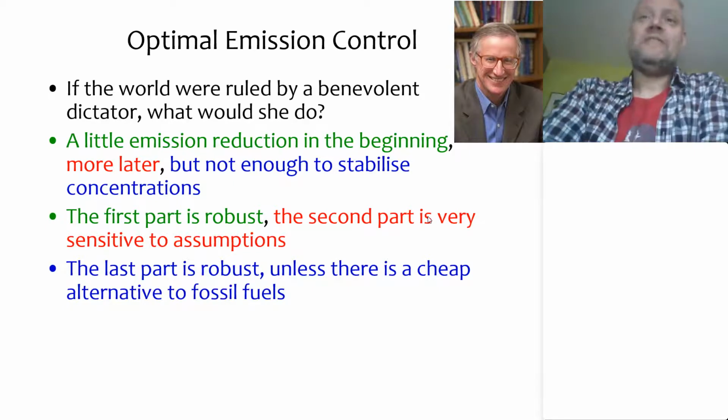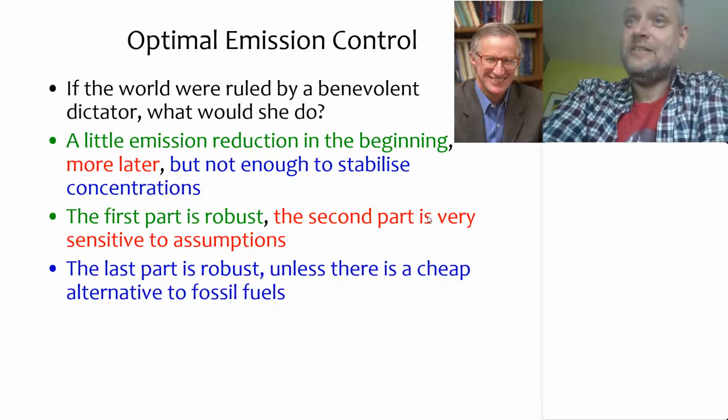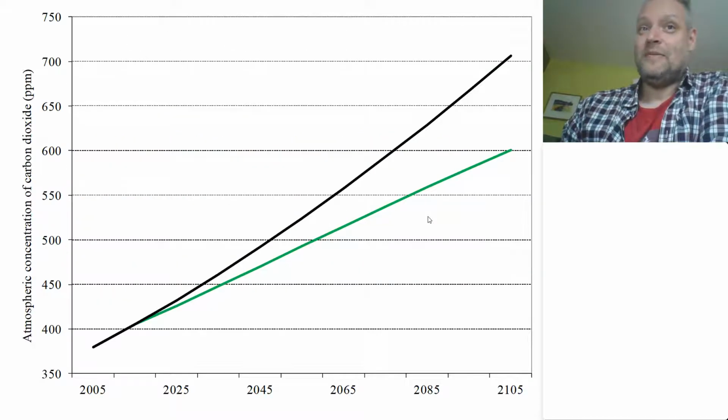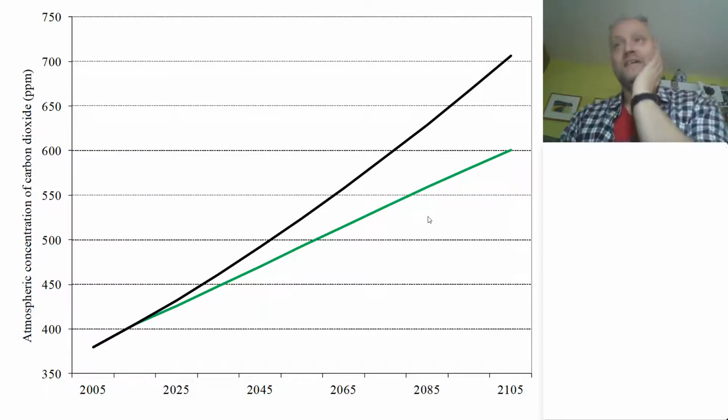But then the bit that got people really annoyed is that Nordhaus said, well, we should let climate change. We should not necessarily stabilize the climate.